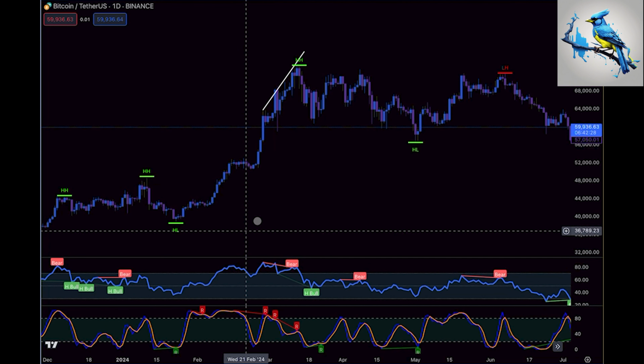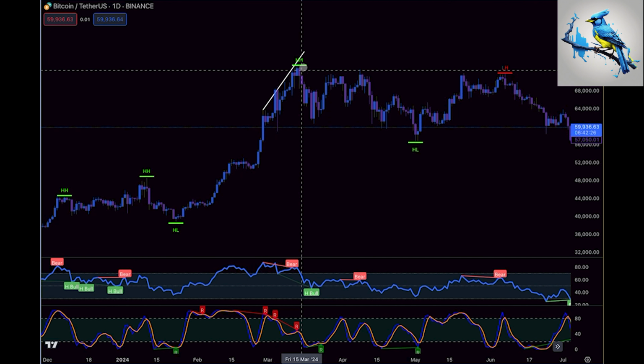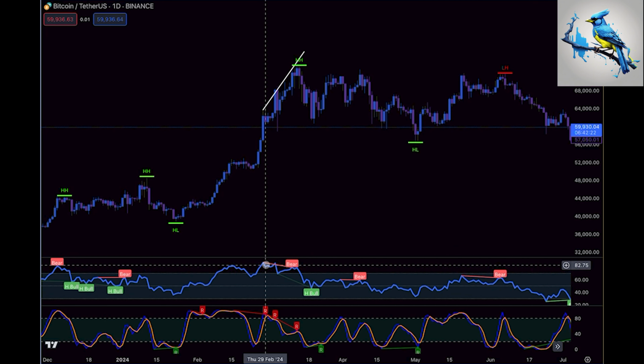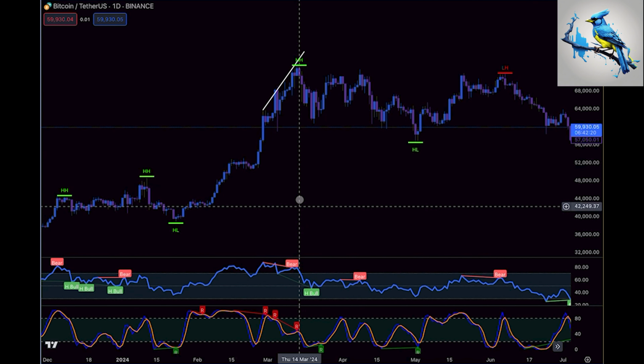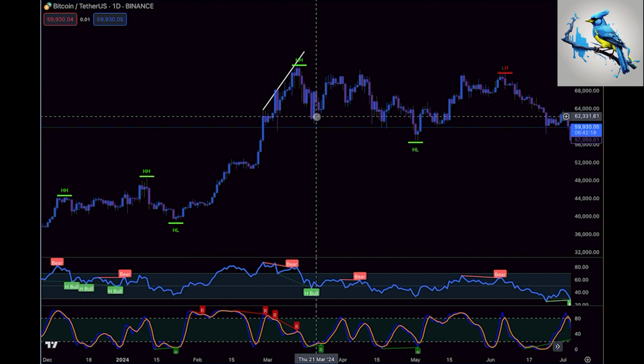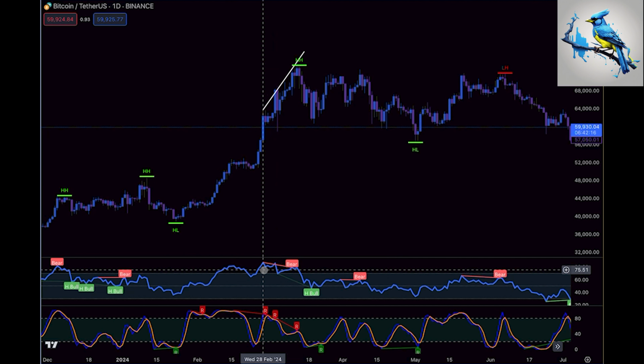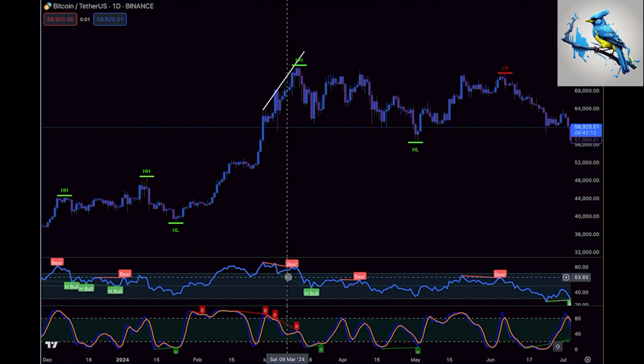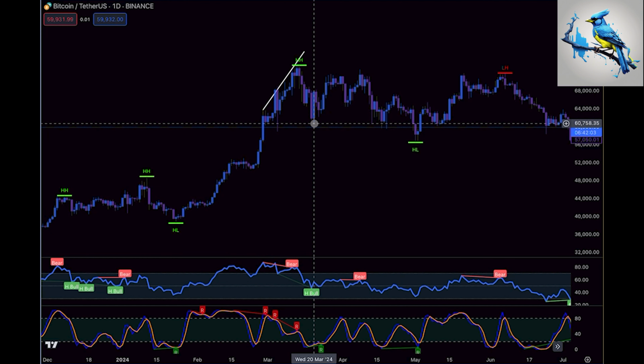So basically think of this as jaws, like alligator jaws opening up. And the stronger this gets, the stronger the rejection from it will be. So as you can see here, this impulse kept going up stronger and stronger until we finally got to a point where we created bearish divergence on the daily. We broke below the 70 line and we came back down for a good correction.